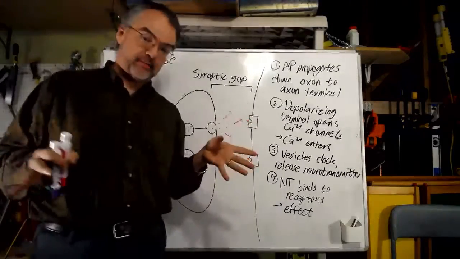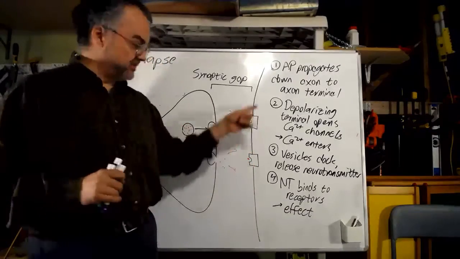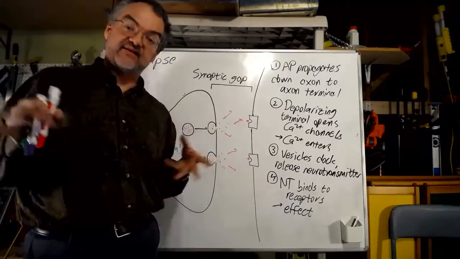If it's an ionotropic receptor, that means we're opening or sometimes closing an ion channel, which will cause a change in the membrane potential here. In other words, it'll cause a graded potential.